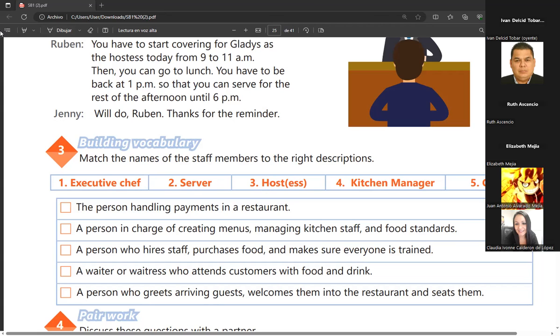Okay, 2 minutes to finish the exercise three, building vocabulary. Okay, 1 minute left to finish.